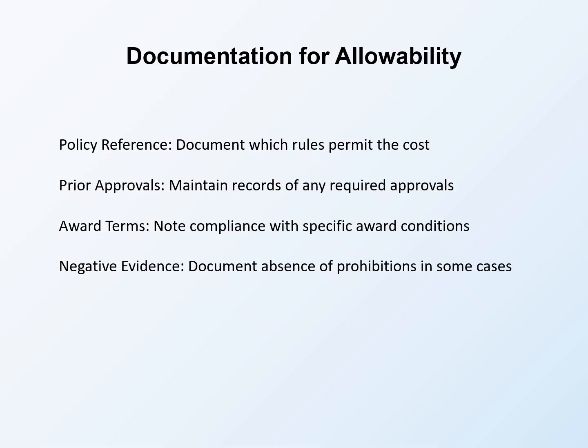Prior approval documentation is essential for costs requiring advance authorization. Maintain copies of approval requests and responses, note dates, approving officials, and any conditions attached to approvals. If an auditor questions the cost, you can immediately demonstrate that proper approval was obtained.